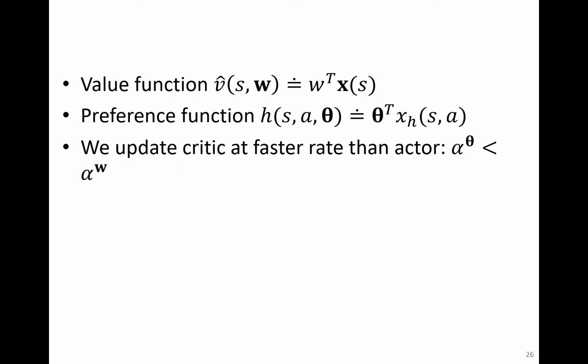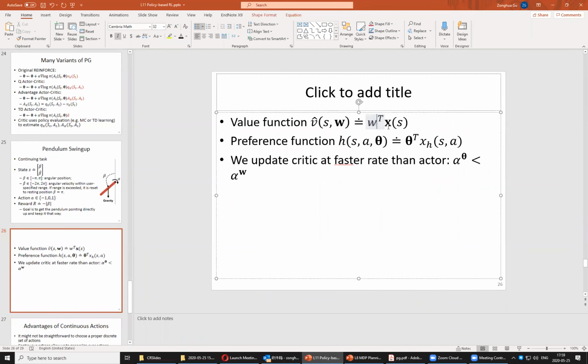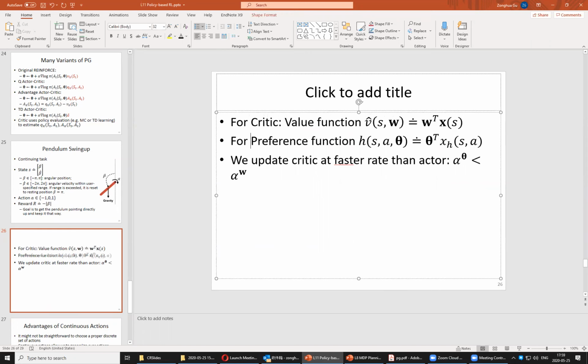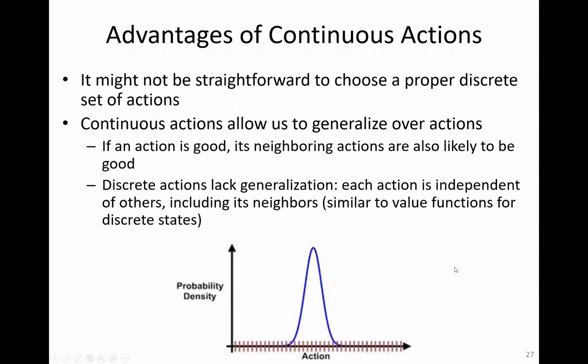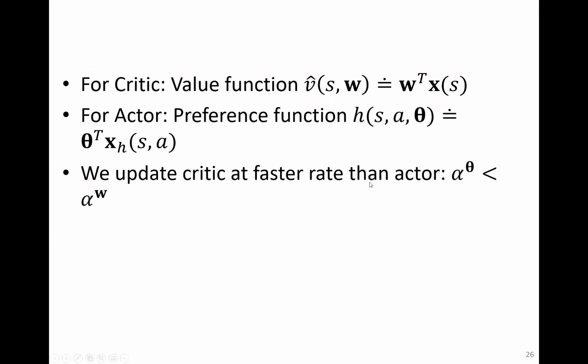So the value function is a linear value function for the critic. And then for the actor, the preference function is also linear. And then we update the critic at a faster rate than the actor, with the alpha parameter of the actor smaller than that of the critic. So there are some performance results.